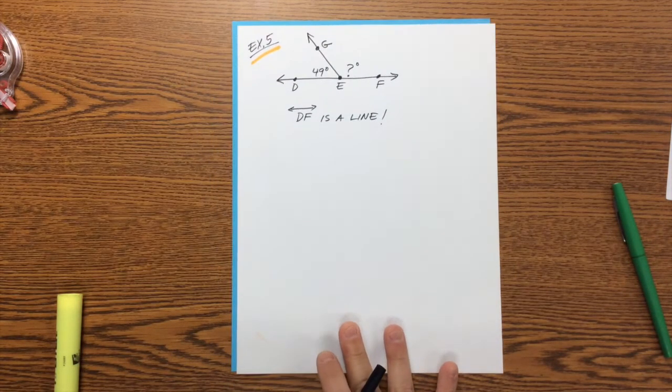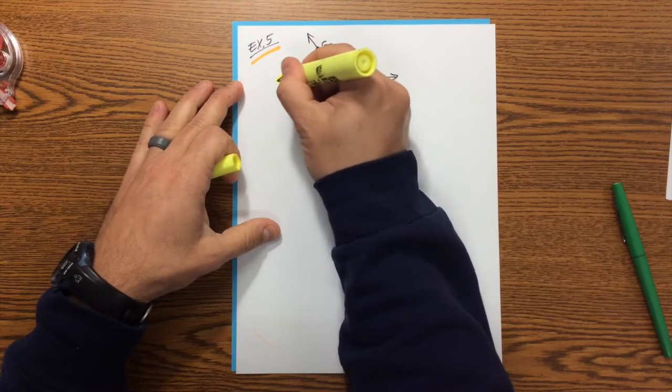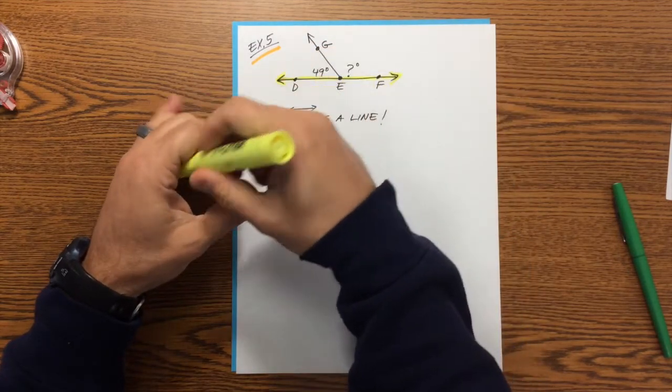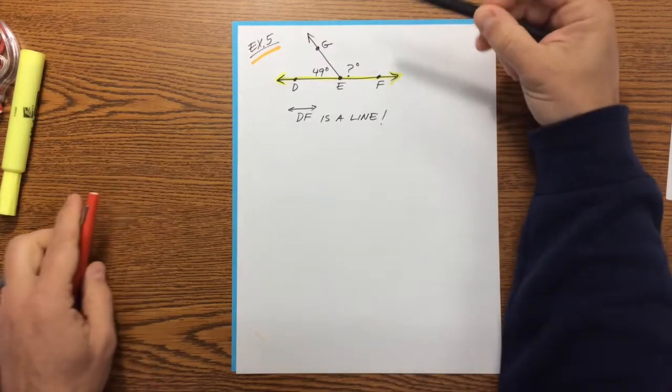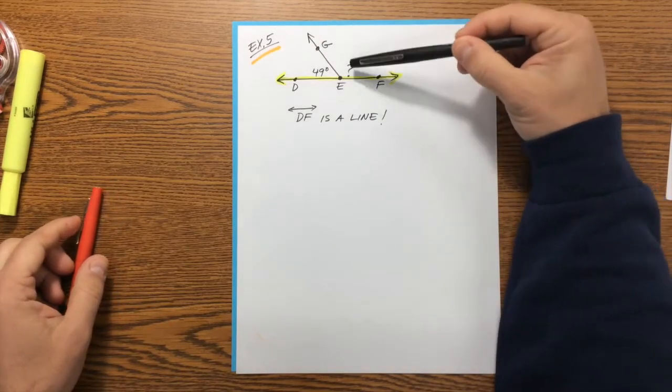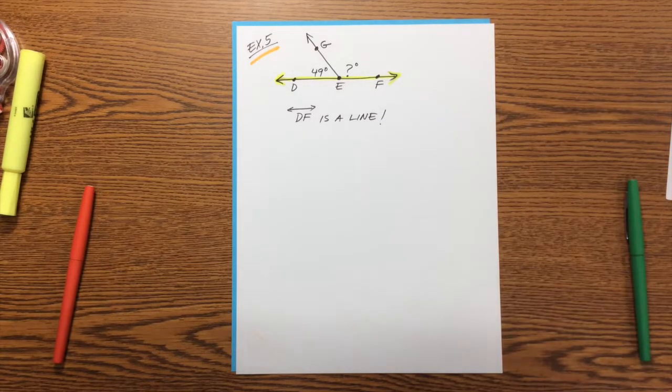Okay, so it's pretty obvious what they're asking, but they're telling me that this right here is a line. So they're also showing me that there is a ray coming out of that line, creating two angles. What do we know about these? We know that these angles have to be supplementary. We know that they're supplementary.